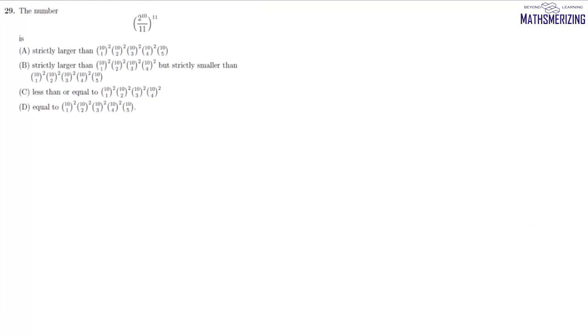Now question number 29 is, this number 2 to the power 10 upon 11 to the power 11 is which of the following options? Now we are given 2 to the power 10 upon 11 to the power 11. Looking at 2 to the power 10, we can write this as 10C0 plus 10C1 up to 10C10. Now what we'll do is take the arithmetic mean and geometric mean of these 11 numbers.